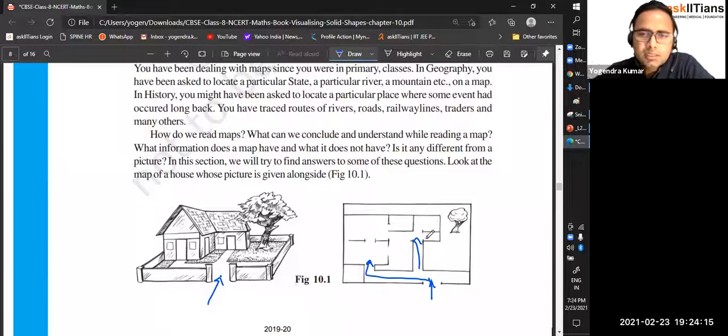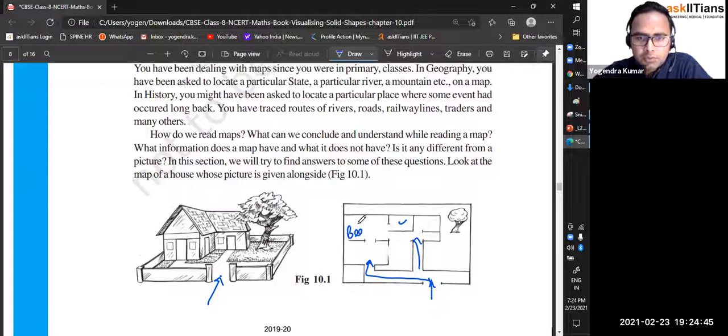Let's say this is your meeting room, and this is your bedroom, and the main place where you have dinner. This is your kitchen. Maybe this is the toilet, bathroom, washroom, right? This is the sketch you give to the constructor, and he will construct your house on the basis of this map.